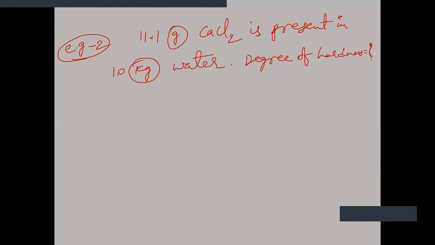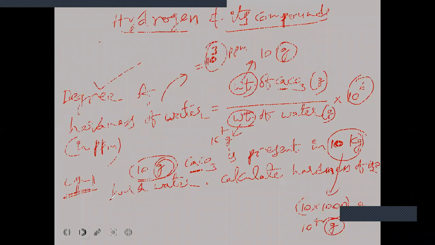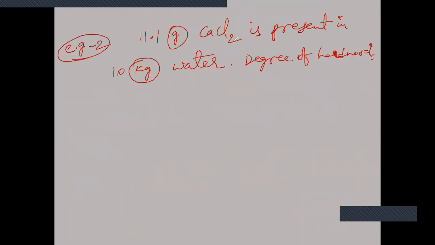Suppose. Now in this case, what do we have to do? Same formula we have to use. What is the formula? Tell me. Weight of calcium carbonate in grams upon weight of water in grams into 10 power 6. The same formula we have used. But here calcium carbonate is not given directly. What is given? Calcium chloride is given. What is the gram molecular weight of calcium chloride here? Calcium how much? 40. And Cl atomic weight 35.5, 35.5 into 2, how much? 71. 71 plus 40, it will be 111 grams per mole.